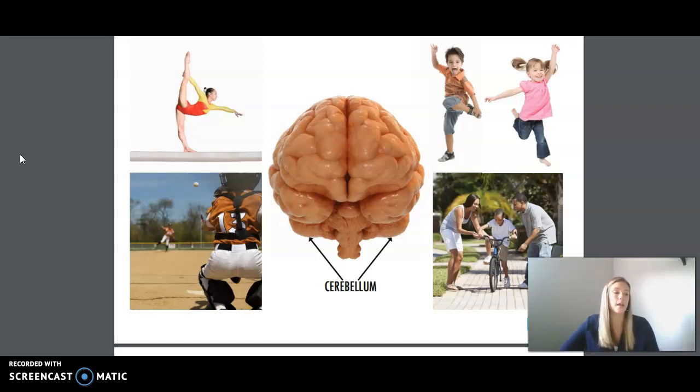Let's try an experiment to demonstrate what the cerebellum does. Close your eyes and reach your arms out to your sides so your body makes the shape of a T. Slowly bring your arms forward, touching the fingertips together. You may open your eyes now. Was that easy for you?